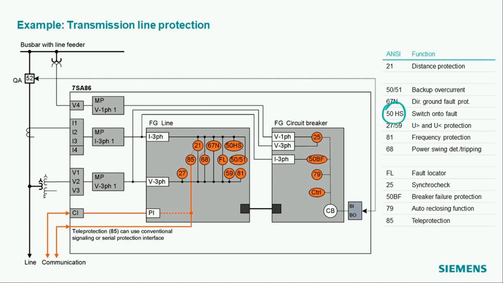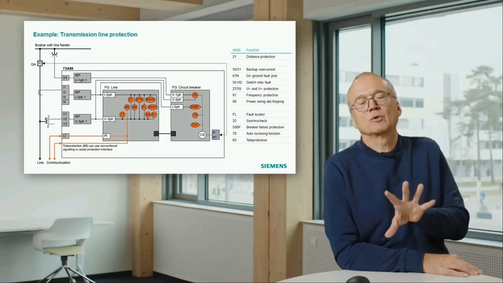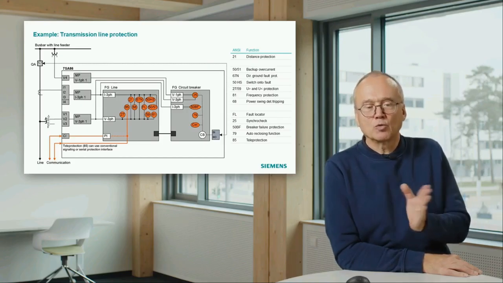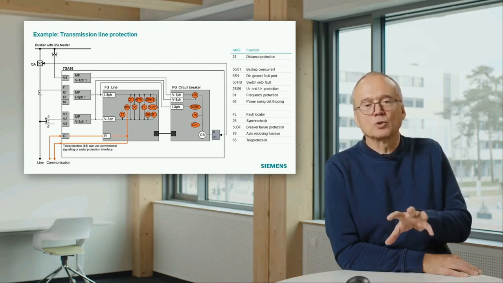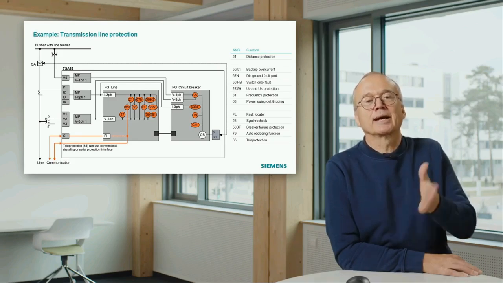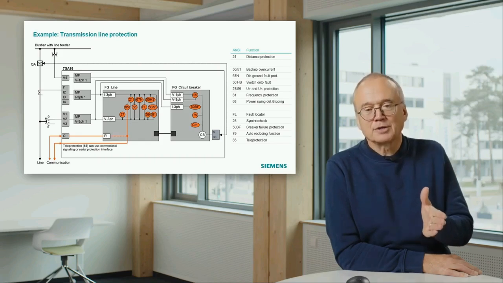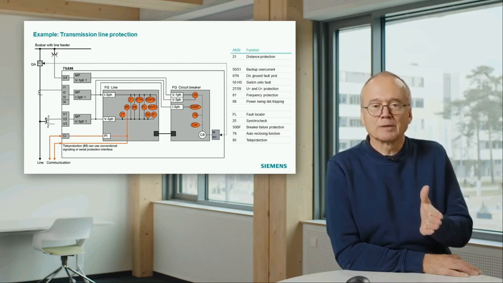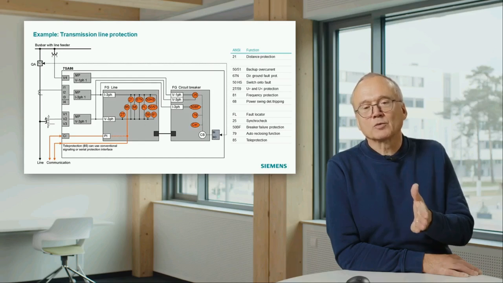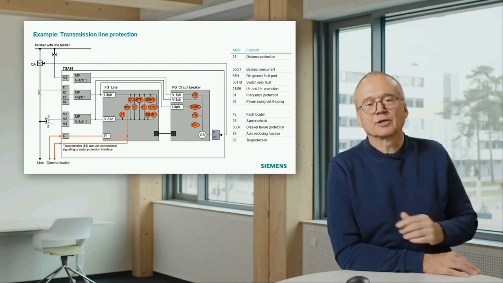Then you also see switch onto fault. It's called here a little bit different, 50 HS, high speed. We have under voltage, over voltage, frequency, and we also have here the power swing detection and tripping. Remember, the power swing function has two possibilities. It can either be used to detect the power swing and block the distance protection, so that it doesn't make wrong trips, or we can use the power swing function for dedicated tripping.